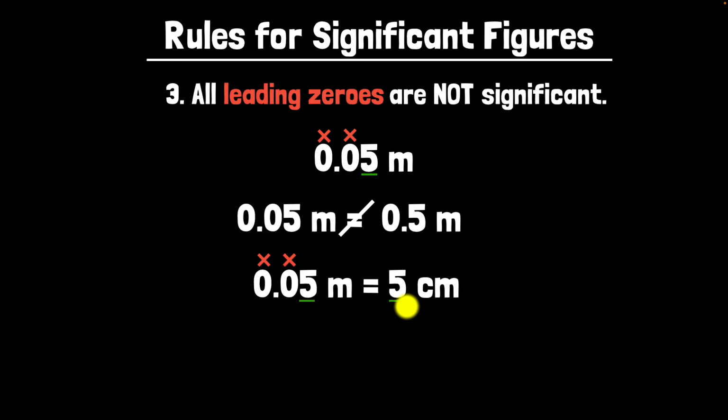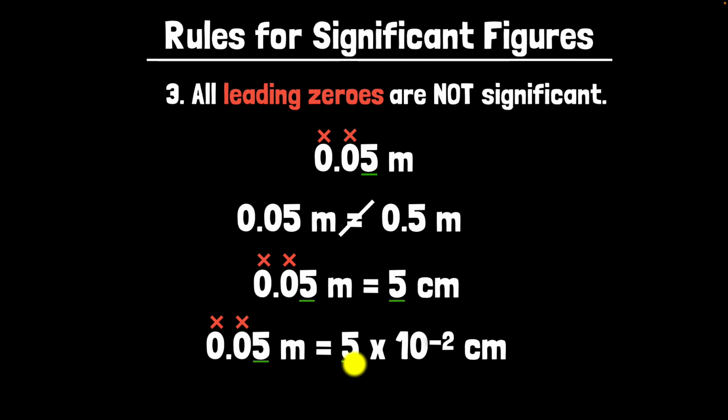And that's why these zeros are not significant, because you can get away with them by just expressing them in different units. Another way to get rid of these zeros is by expressing it in scientific notation. So for example, you can write this as 5 times 10 to the power minus 2 centimeters. See how these leading zeros go away? That's why they are not significant. They don't add to the precision. They're just placeholders.